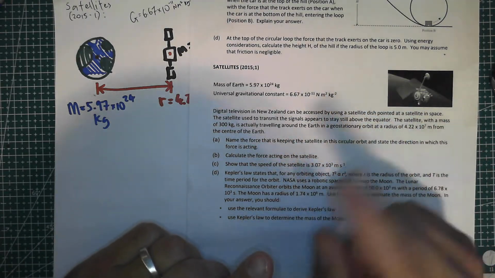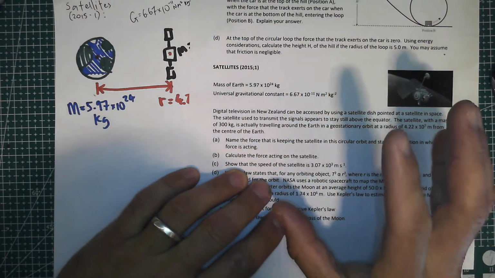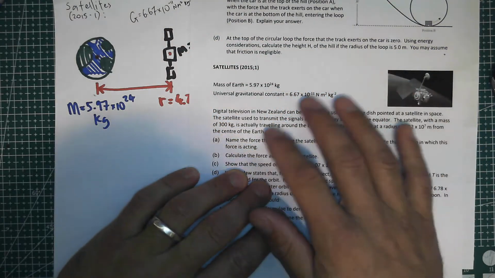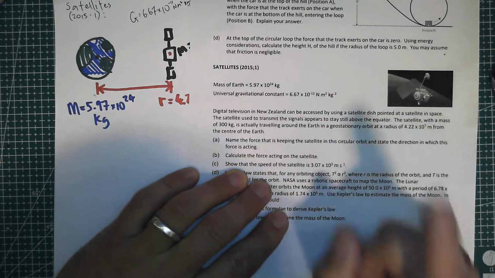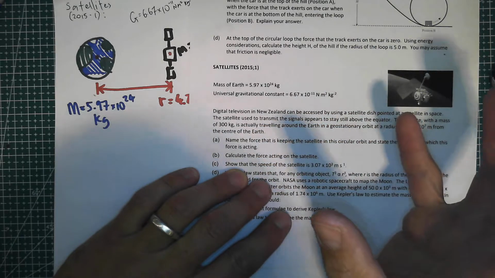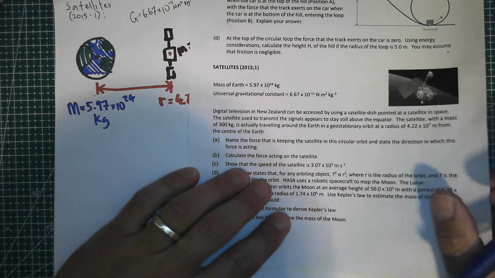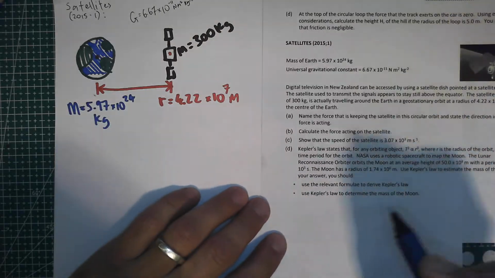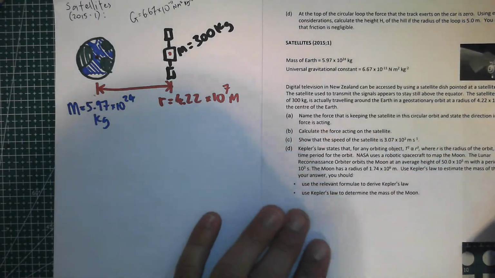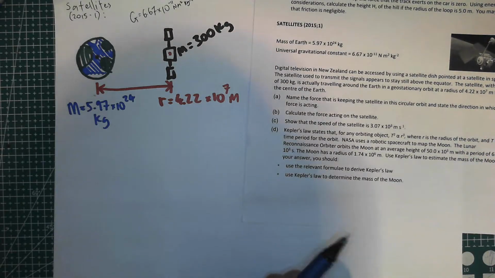which means the satellite is always in the same position relative to the surface of the Earth, which means you can have satellite dishes on the Earth pointing at the satellite that are fixed. For example, sky dishes do this, so they're all pointing at the same spot in the sky, and as the Earth rotates, it means that the dish stays pointing at the satellite, which is rotating with the same time period. So the first question here is name the force that is keeping the satellite in the circular orbit and state the direction in which this force is acting.